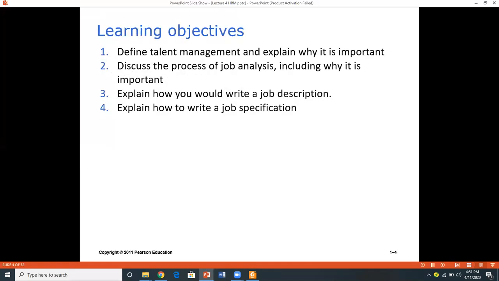Learning objectives: define talent management and explain why it is important. Discuss the process of job analysis, including why it is important. Explain how you would write a job description. Explain how to write a job specification.